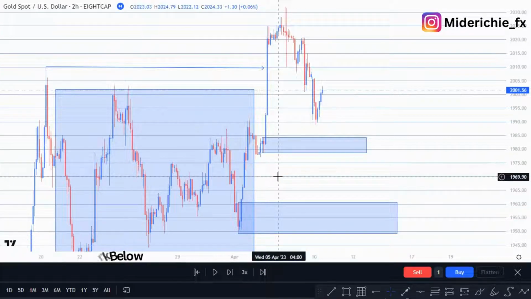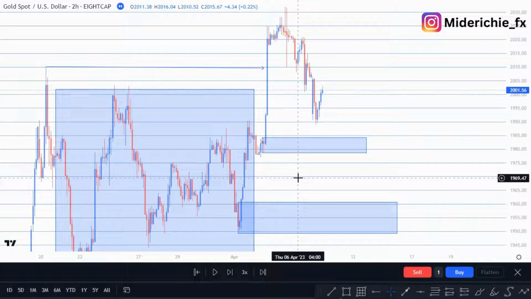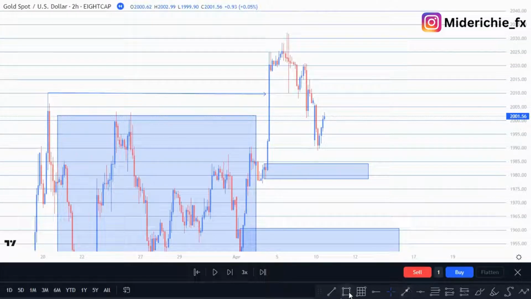So now let's play the price and let's see which of these demand zones the market will react from. Because if we don't wait for a change of character, this would be a very bad trade and a risky trade. Let me put it that way.